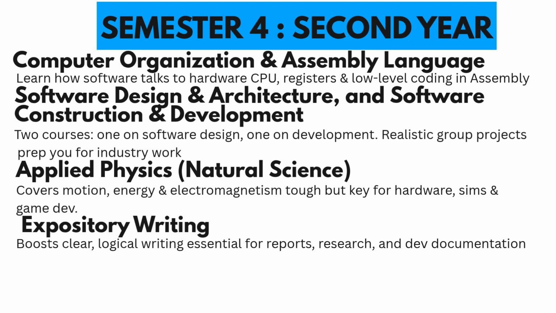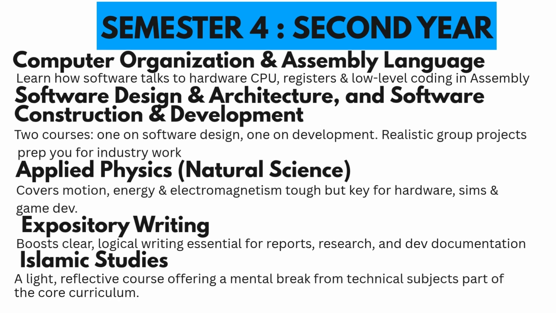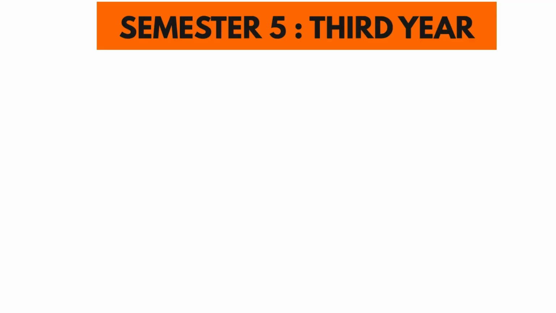Expository writing helps sharpen your technical writing. Super useful when you're documenting code or writing reports. And finally, Islamic studies, which adds some balance to the semester with a change of pace. This semester has 17 credit hours, but it's more about applying what you've already learned, so it feels a bit more manageable. Welcome to semester 5.